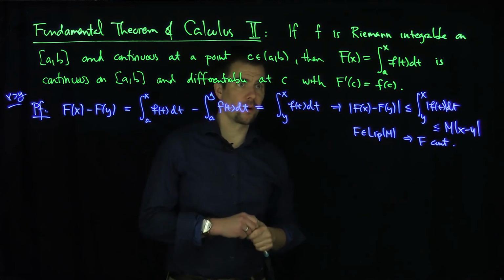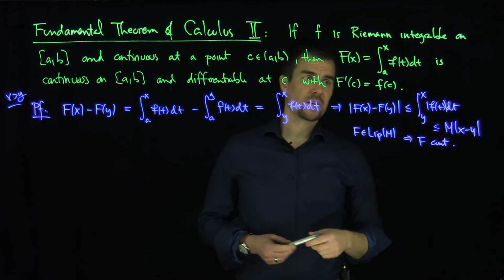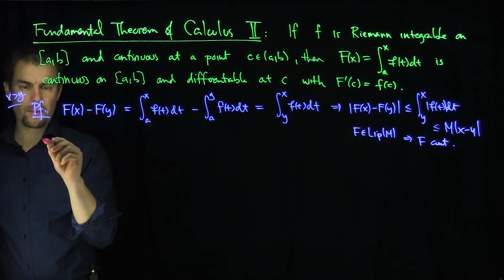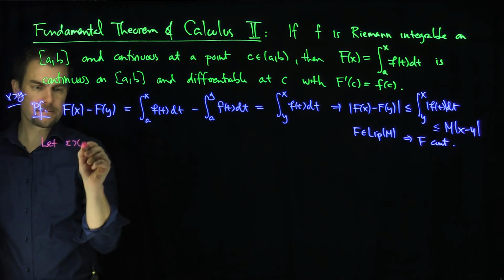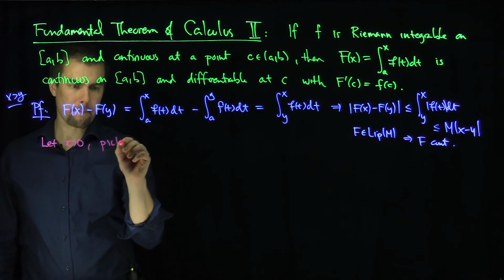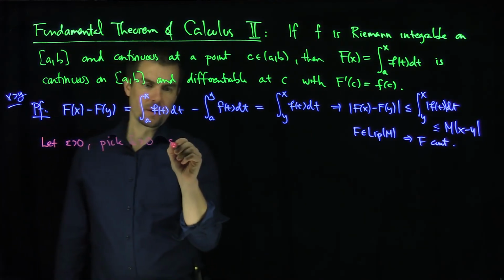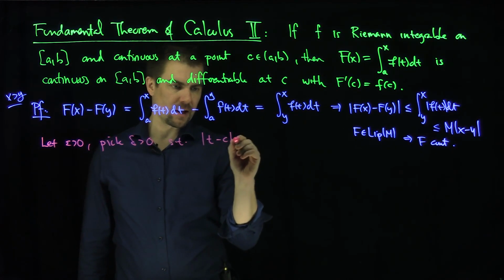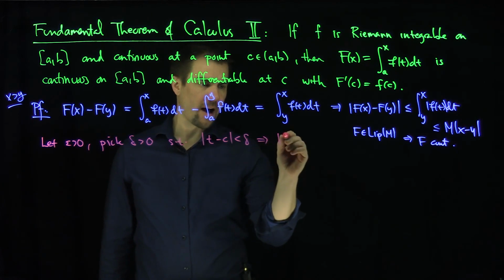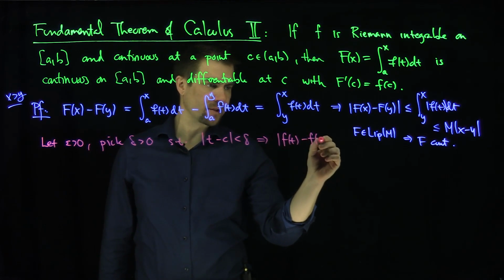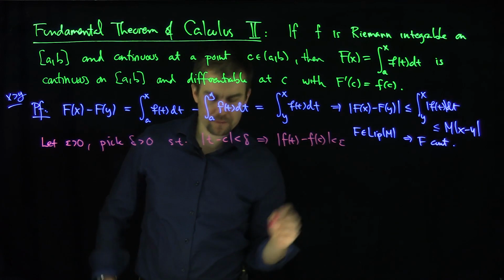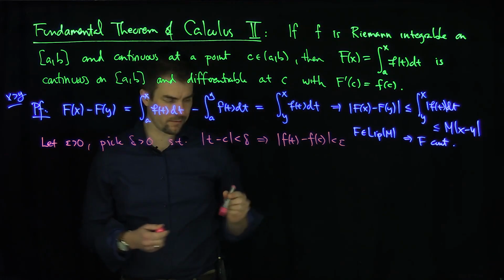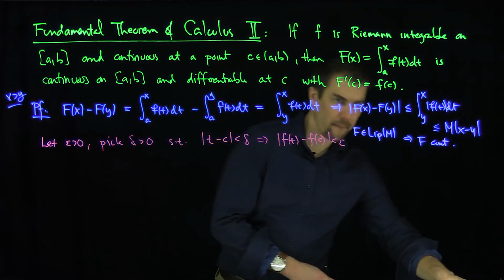Now I have to look at the differentiability. I want to show that F prime of c is equal to f of c. So now I'm going to use the continuity. Let epsilon be greater than 0 and pick delta greater than 0 such that if the absolute value of t minus c is less than delta, this will imply that the absolute value of f of t minus f of c is less than epsilon. Now I'm going to look at the difference quotient of this function F at c.